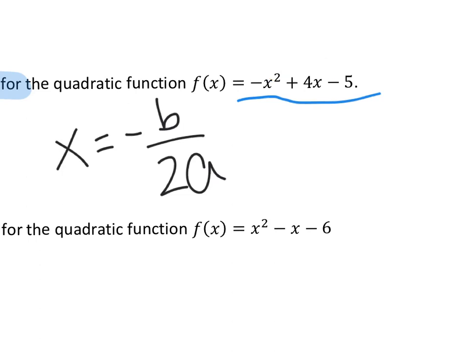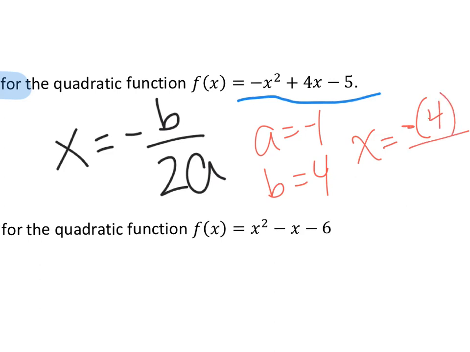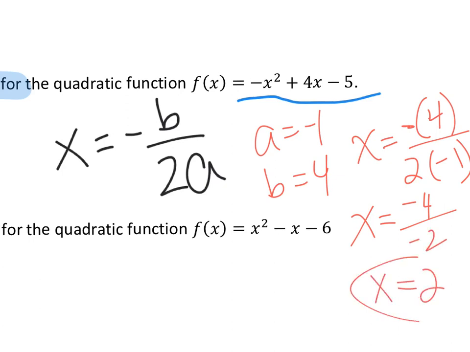I want to find the axis of symmetry. All right, well, I know a is going to equal -1. b is going to equal 4. I don't care about c when it comes to the axis of symmetry. Now I'm just going to plug in as normal. We have x equals negative b over 2a. b is 4 all over 2 times -1. When you put this in the calculator, you get x equals -4 over -2. x equals 2, and we're done. That's how we algebraically find the axis of symmetry.